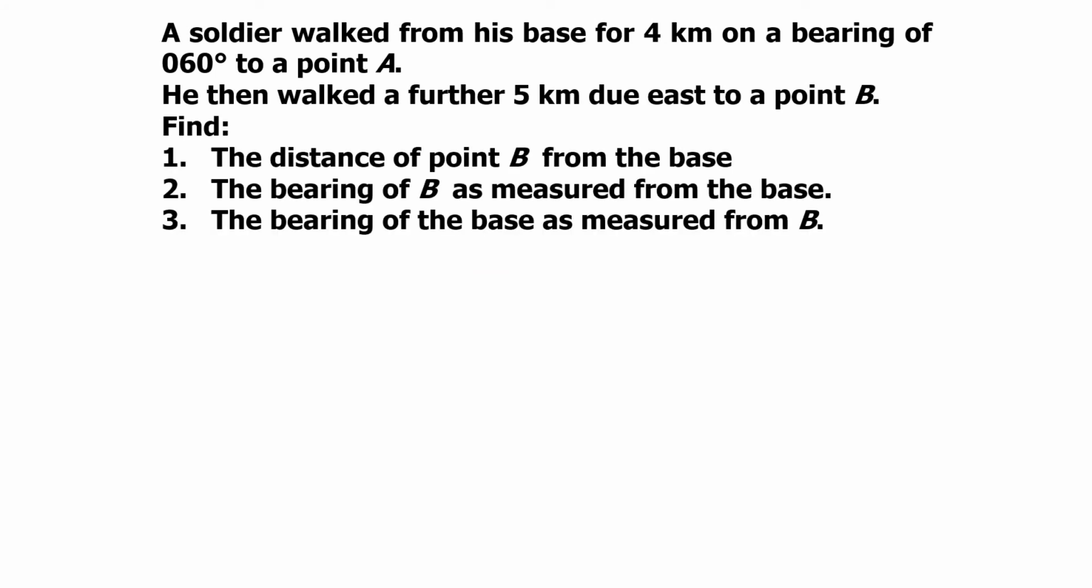So let us look at this question. A soldier walked from his base for 4 kilometers on a bearing of 060 degrees to a point A. He then walked a further 5 kilometers due east to a point B. Find the distance of point B from the base, the bearing of B as measured from the base, and the bearing of the base as measured from B.